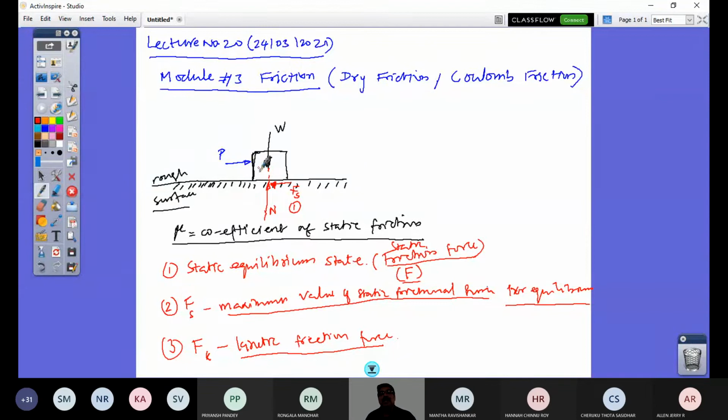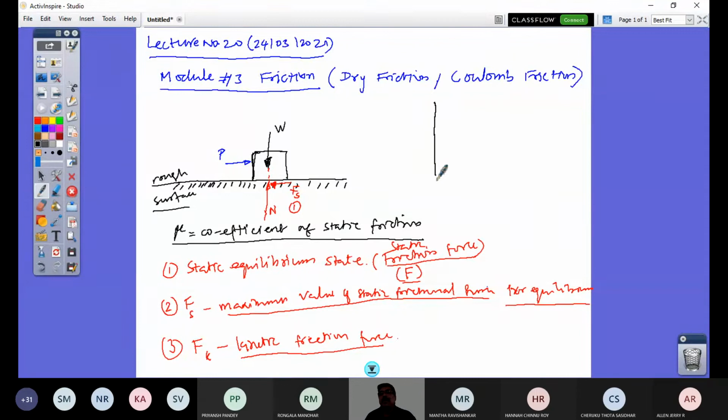It is going to translate, accelerate in the direction of an unbalanced force. That's P minus Fs in this case. So what would happen? You have at that time this friction force Fs that would exist, that we don't call it Fs, we call it Fk.